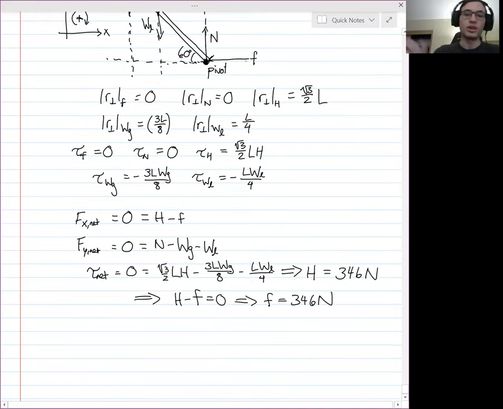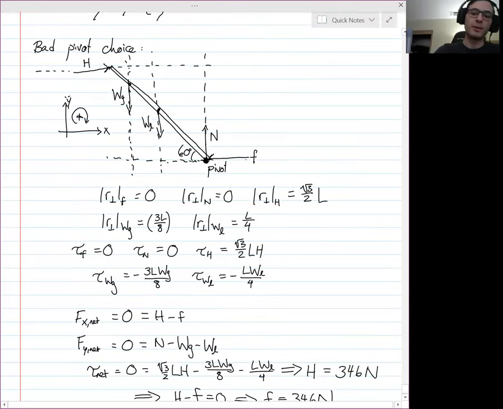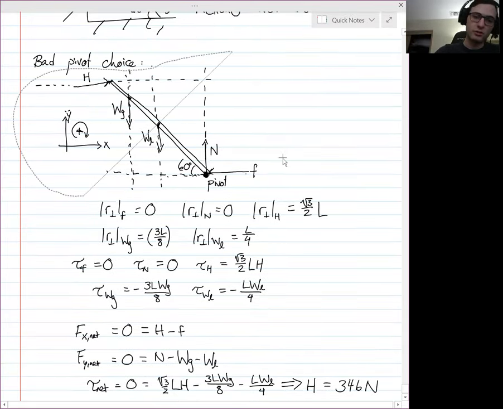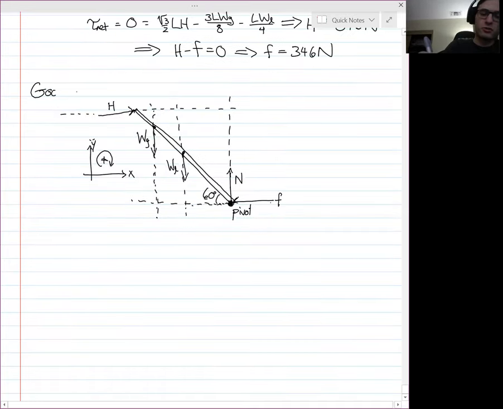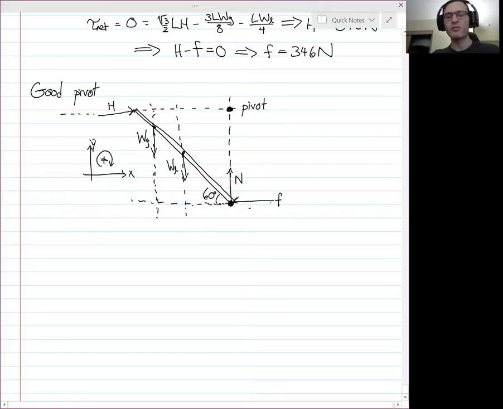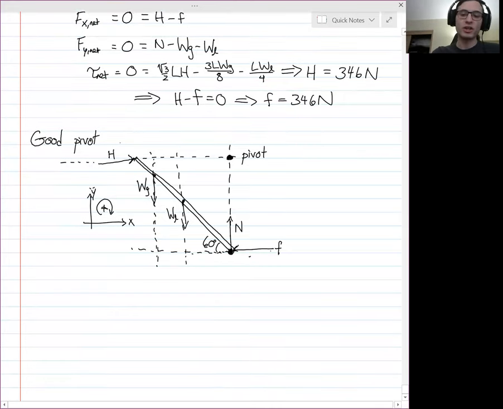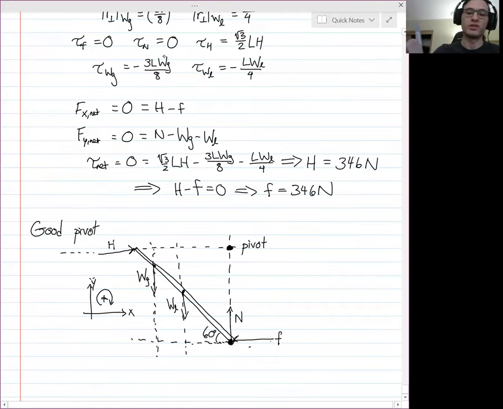Let's instead use a good pivot choice. So I'm going to repeat everything, it's all the same. I'm going to copy this over. And you're going to say, well, where did that come from? But it'll work out, I promise. So a good pivot choice, and by good, I mean efficient. I'm going to put it in this seemingly random spot up here. So now, what do we find? Well, first of all, neither H nor N are going to contribute to the torque, so we can do this again.